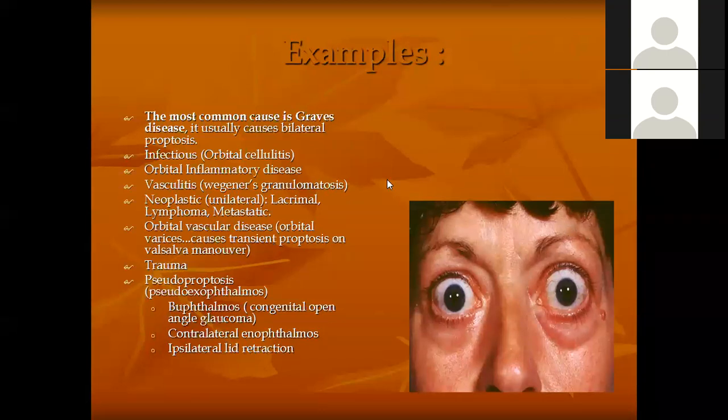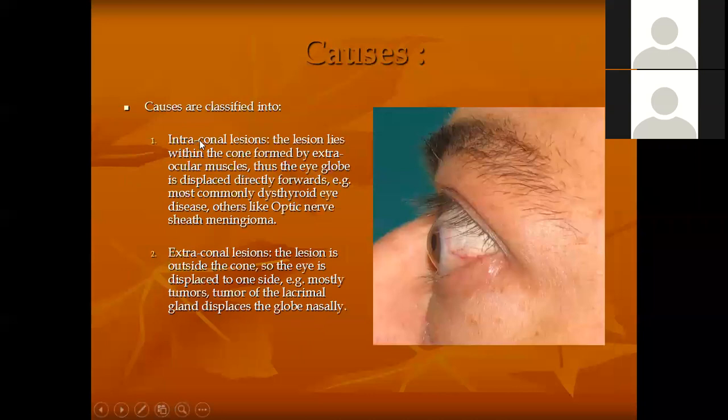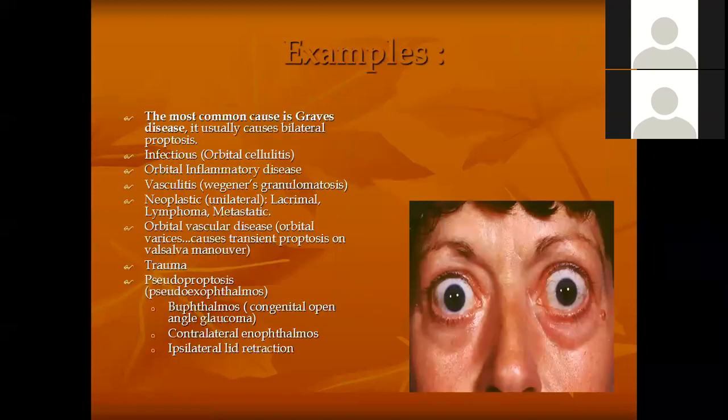Now, what are the causes of intraconal proptosis? Like thyroid eye disease, optic nerve diseases, tumors, meningiomas, gliomas. Extraconal diseases like lacrimal gland disease, which pushes the eyeball nasally. So these are the extraconal lesions which produce non-axial proptosis.